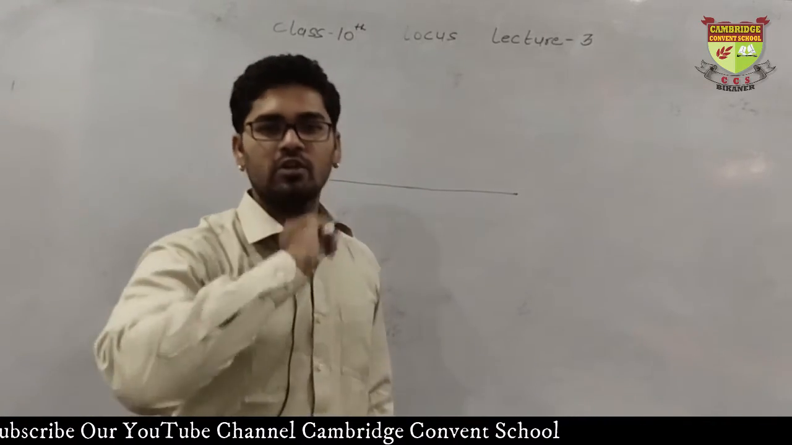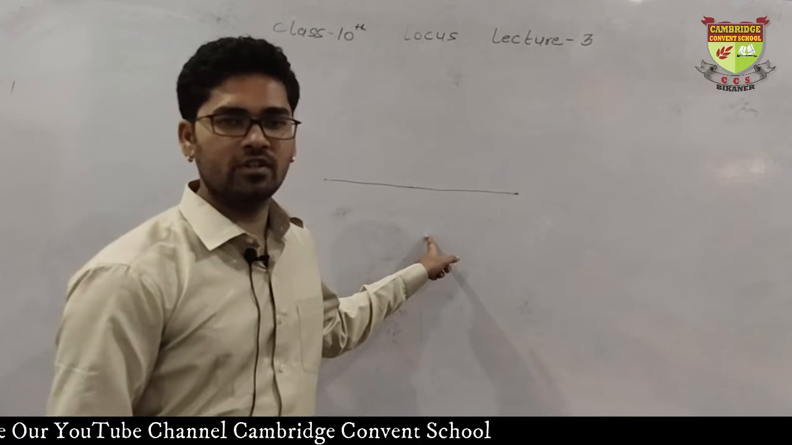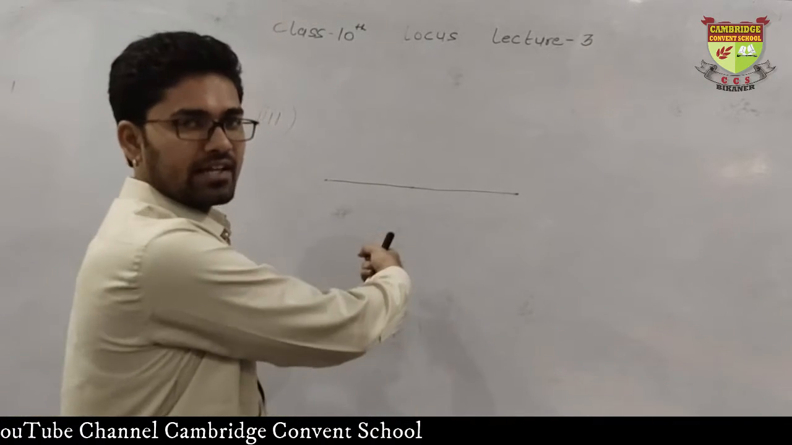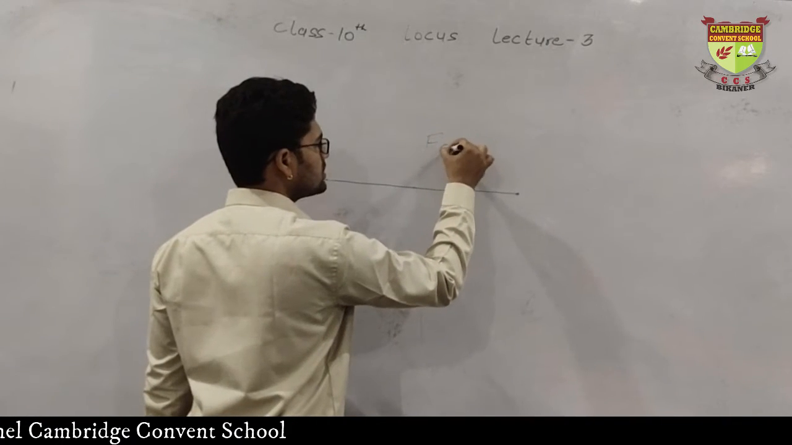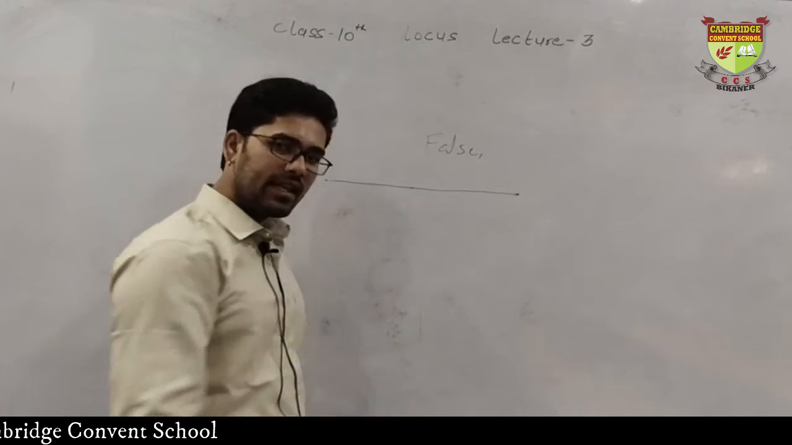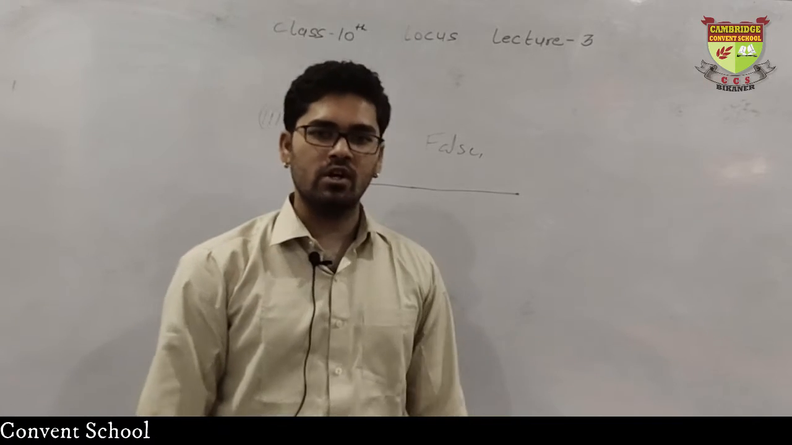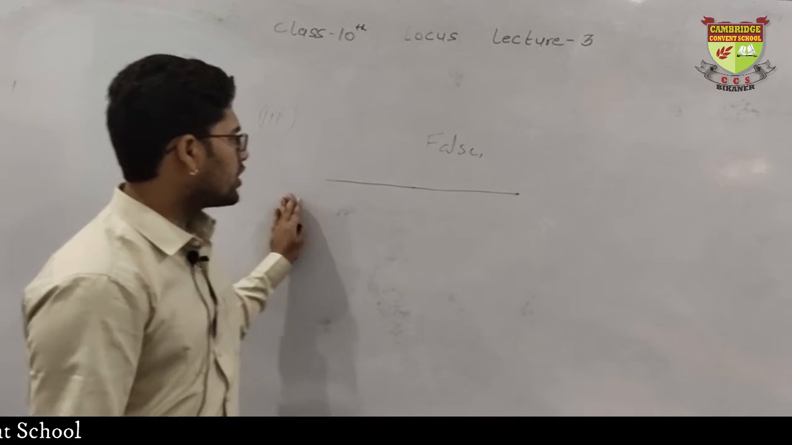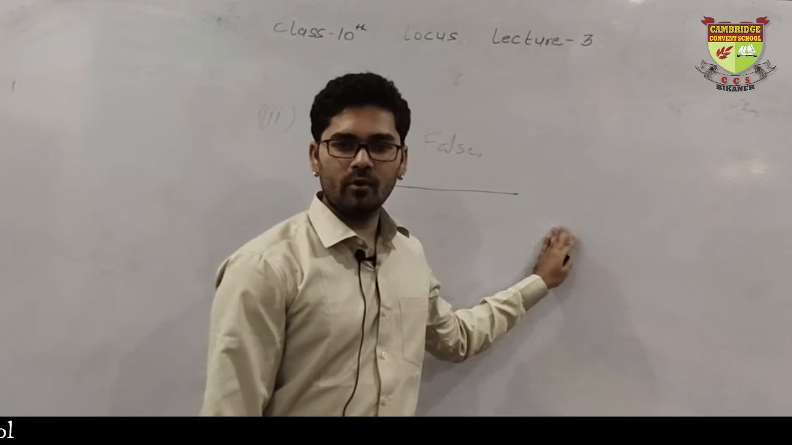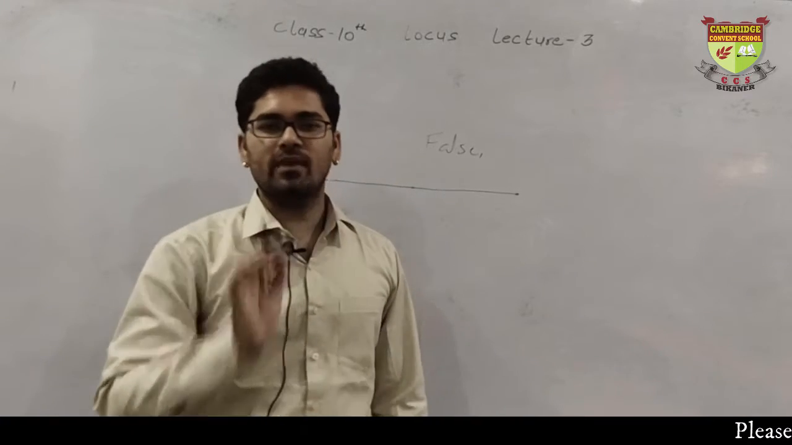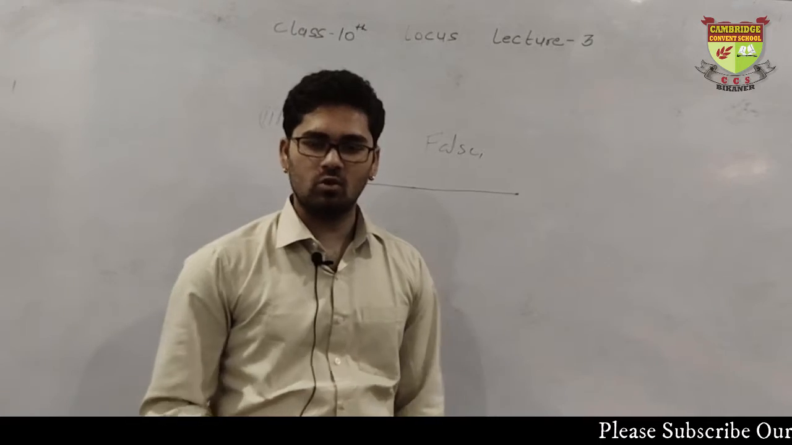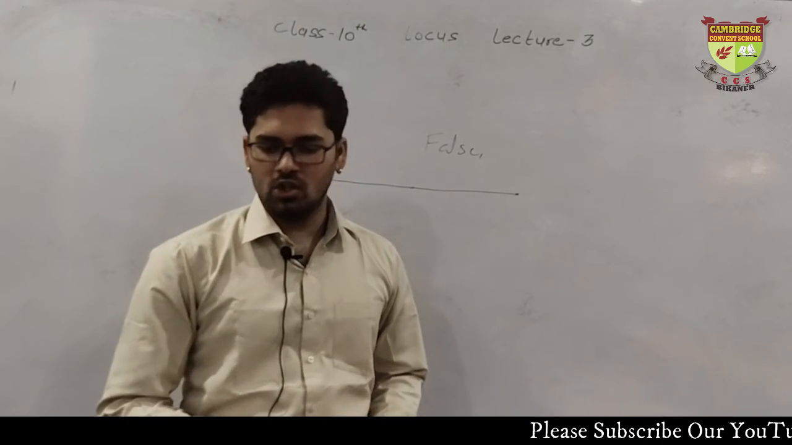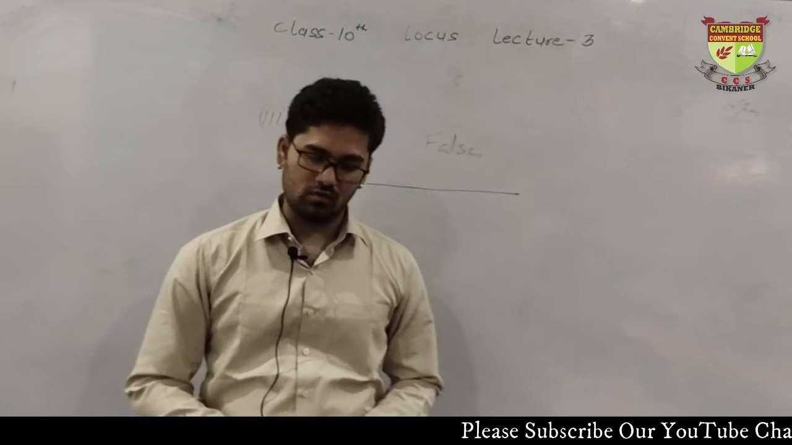It says when you join the 3 collinear points, this will not be a line, but this is a line. You see this. So this statement is false, because we are obtaining a line. So what reason will you give? You will say when we join all the 3 collinear points, we get a straight line. Collinear points always form a straight line. So this statement was false.